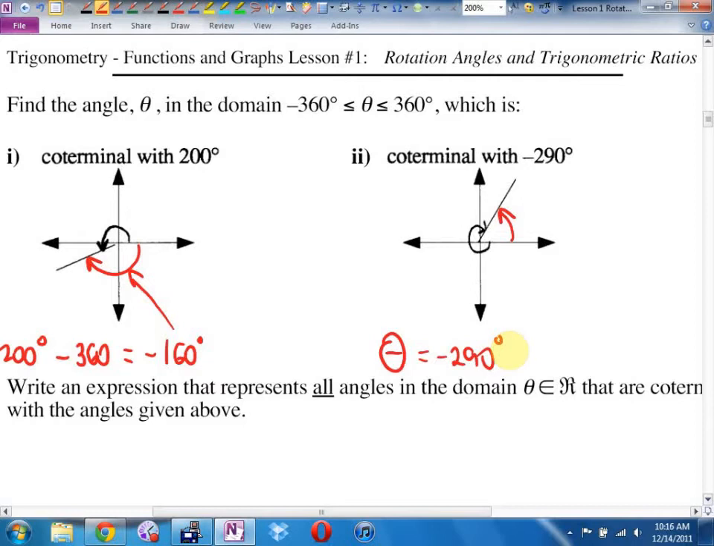Either of those would give you a coterminal, but since they want my answer to be between negative 360 and positive 360, I think I have to add 360 to this one. Which gives me what? 70 degrees.